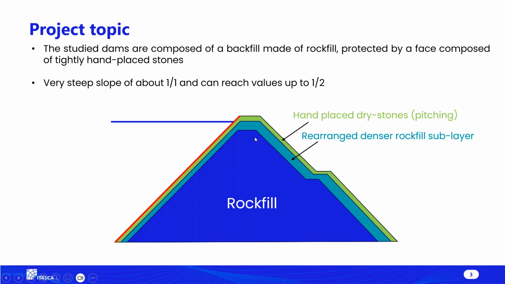It is a rearranged denser rockfill sublayer, which is used to facilitate the laying of the pitching above it. In addition, such dams are characterized by a berm, especially on the downstream side, which has a width of 1 to 2 meters. On the upstream side, we normally have a concrete mask, which forms an impermeable layer to prevent the leakage of water and fill the reservoir. Finally, such dams are characterized by a very steep slope of about 1/1, which can reach values up to 1/2 on the upstream side. It should also be noted that such dams were built in the 1950s, and it's a bit of an old design.